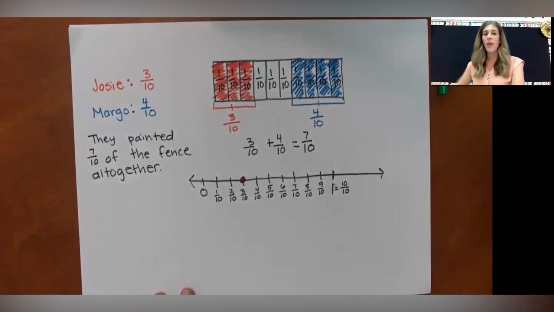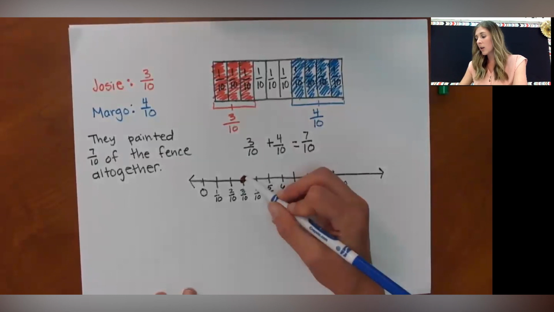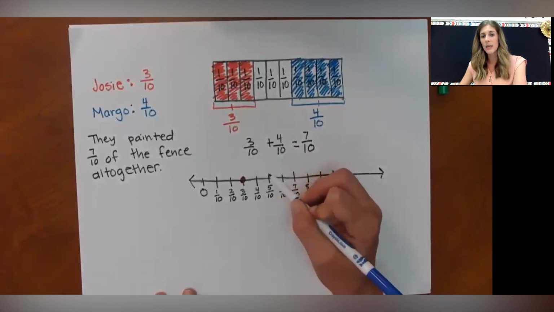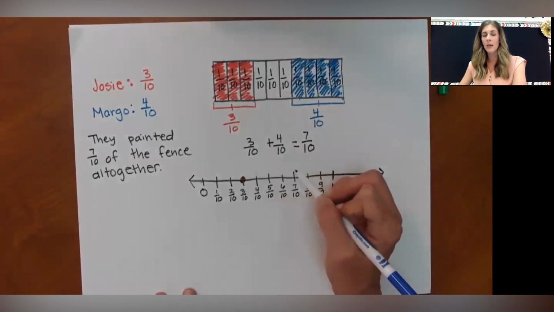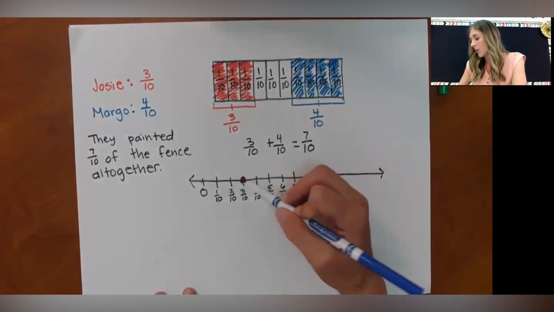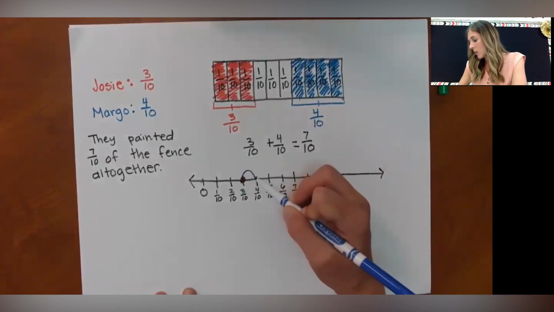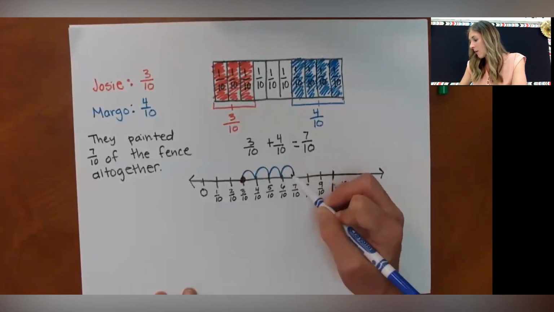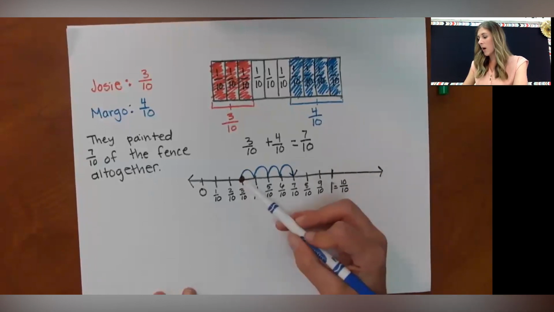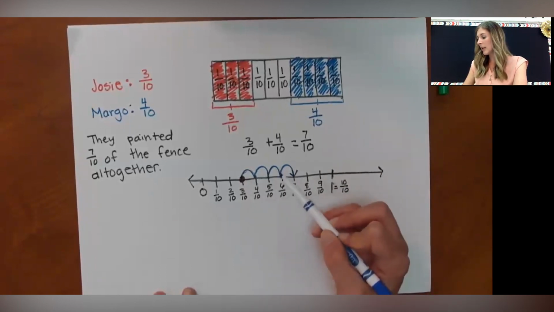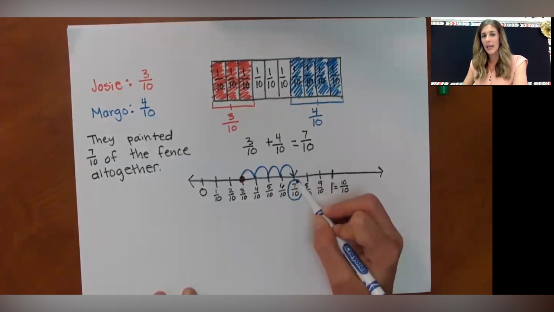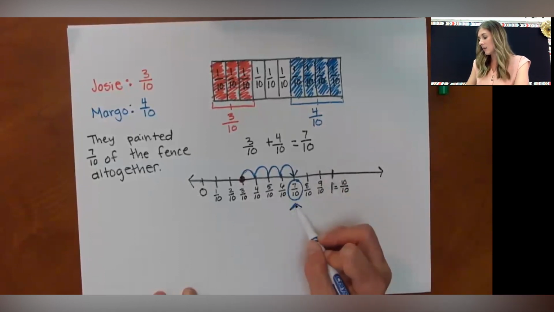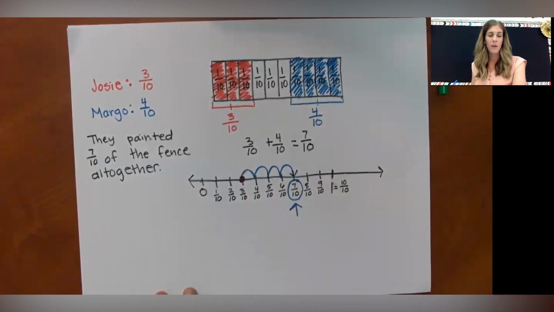Then we know that Marco painted 4 more tenths. So we're going to take some 1/10 hops up our number line 4 times. So 3/10 plus 1/10, 2/10, 3/10, 4/10. And once we go up our number line 4 more tenths, we can see that we land at 7/10, which is the total amount of fence that they painted all together.